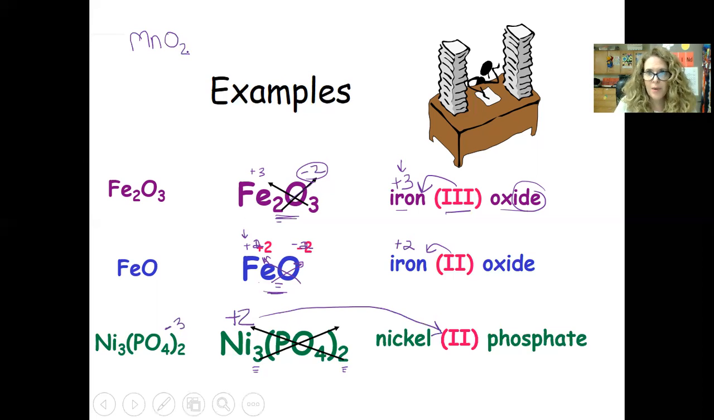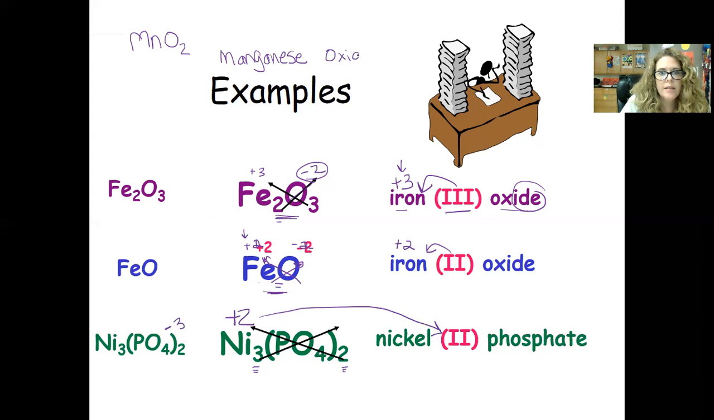So let's try to give this one a name. I need to make sure that I get my symbols and I convert those to words. So manganese, not magnesium. I always check Table S just to make sure. And now I have oxygen, so oxide.